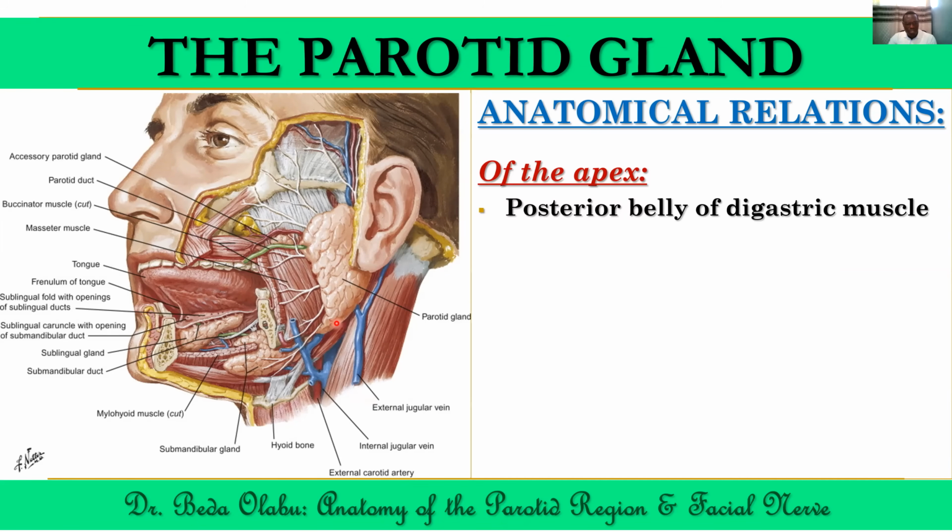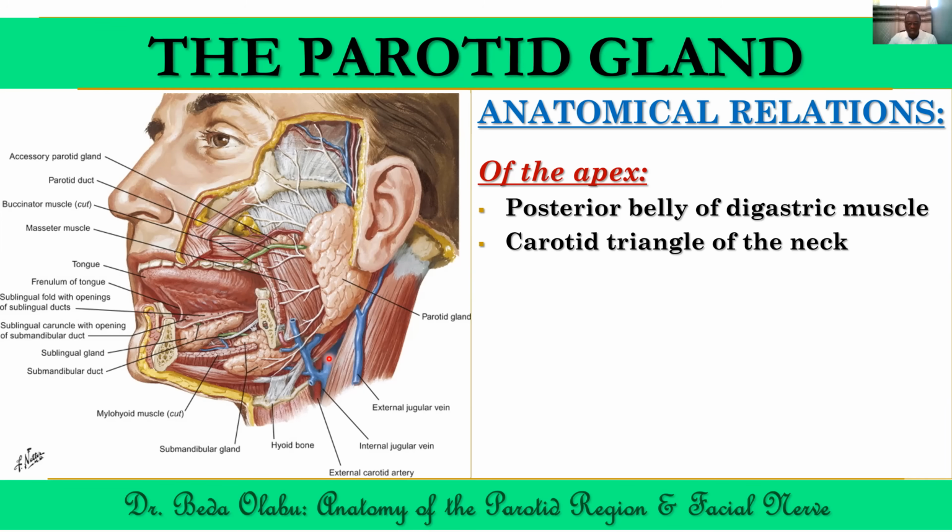So the apex of the gland is this one. Posteriorly, or rather deep to that region, we see the posterior belly of the digastric muscle there. We also see that sometimes the apex may be too long and overhang over the carotid triangle of the neck.